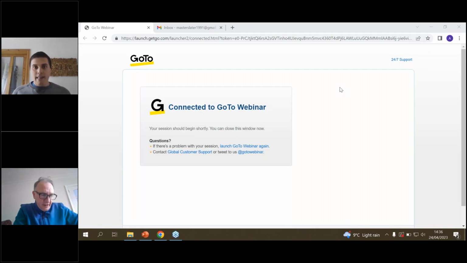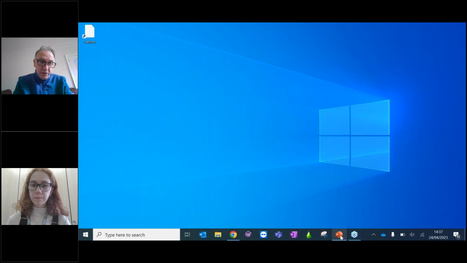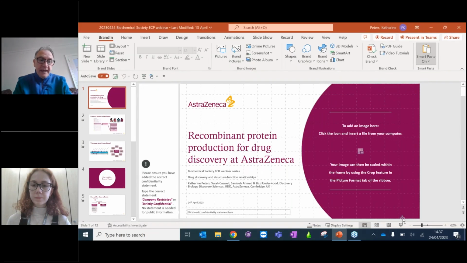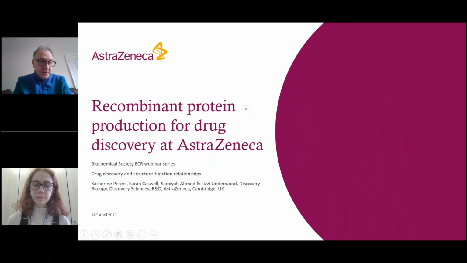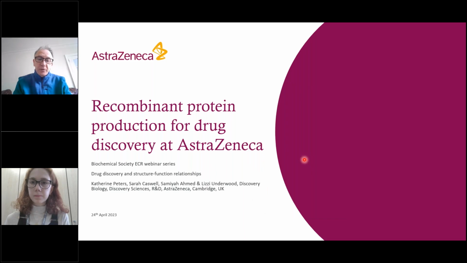So our third invited speaker is Katherine Peters from AstraZeneca. Katherine is a research scientist working in the R&D section at AstraZeneca. After completing a biochemistry degree at the University of Oxford in 2021, she started a role in the Discovery Sciences protein science team based in Cambridge. In her team, they express and purify recombinant proteins to support downstream work in early stage small molecule drug development, primarily supporting projects in the oncology therapy area. And today, Katherine will present her work titled Recombinant Protein Production for Drug Discovery at AstraZeneca. Take it away, Katherine.